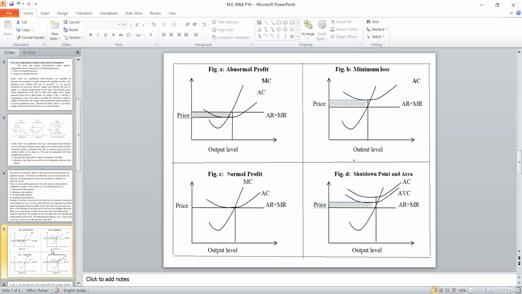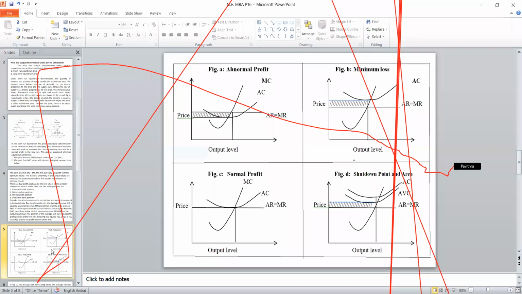Then coming to the second one, when AC is more, that is, the average cost is lying above.